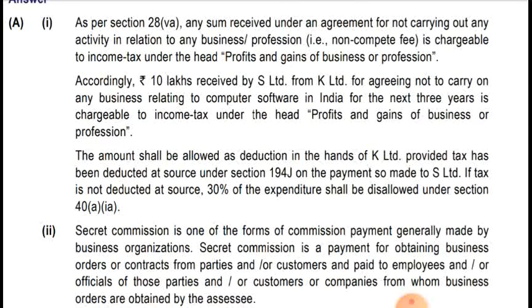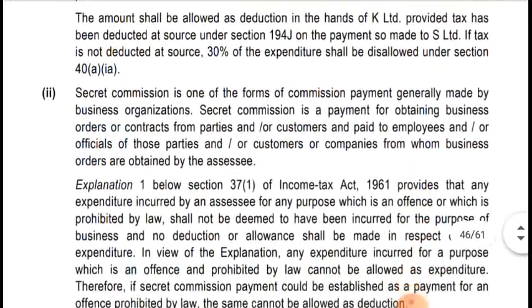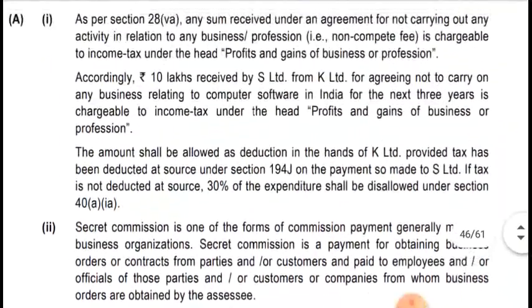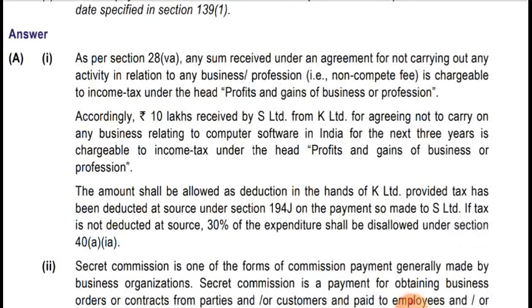The amount shall be allowed as deduction in the hands of K Limited provided tax has been deducted at source under section 194J on the payment so made to S Limited. If tax is not deducted at source, 30% of expenditure shall be disallowed under section 40(a)(ia). So if the tax is not deducted by K Limited while making payment to S Limited, then 30% of that amount, that is 3 lakh rupees, will be disallowed to K Limited if it has not deducted TDS. Hope you have understood this one.